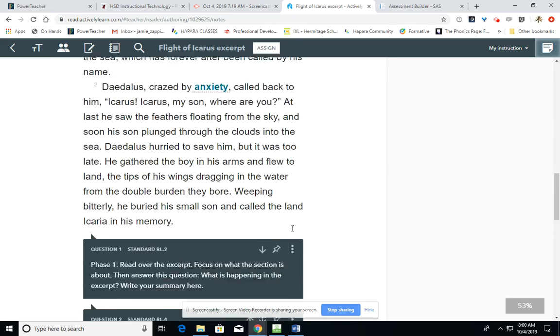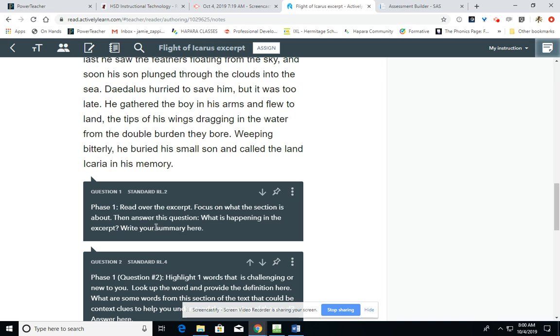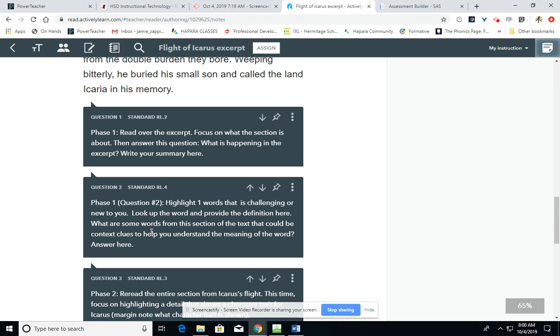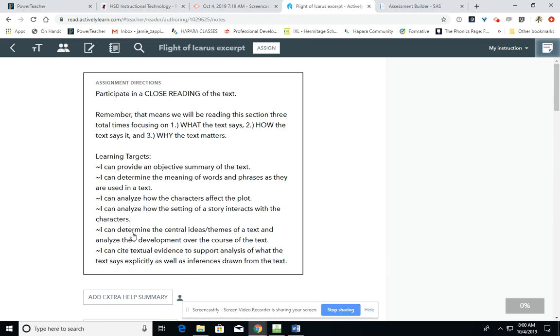If you look after we read the section for Icarus, it says to provide your summary for question 1, and question 2 is to highlight that one word that's challenging or new to you. I want you to, in fact, look up the definition and write the definition in your answer response, but then also provide me with some quotes from the passage that would serve as clues to help you understand the meaning of the word. And those clues are context clues. Again, context meaning directly from the passage. Words that help you guess at what the definition of the word might be as it's used in context. So those 2 things are what you're going to do for your first phase of reading.